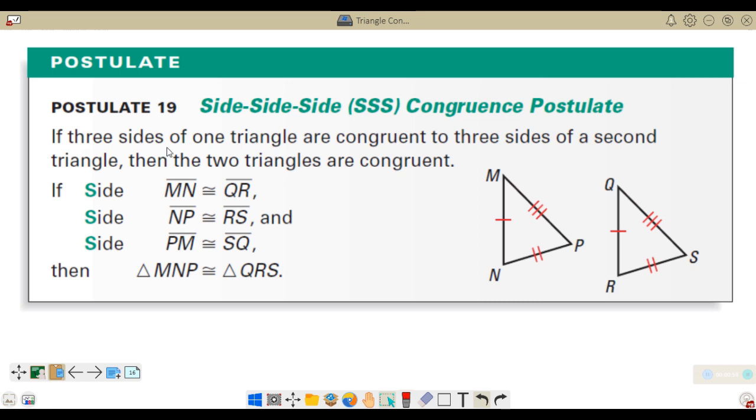If 3 sides of one triangle are congruent to 3 sides of a second triangle, then the 2 triangles are congruent. So, mas madali to compared with our approach in the previous lesson na 6 yung hinahanap. So, dito kung meron kang 3 sides that are congruent, you can already assume that the 2 triangles are congruent. Okay?